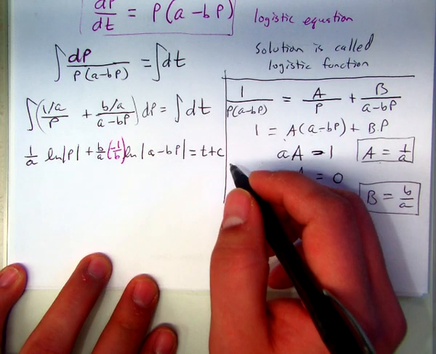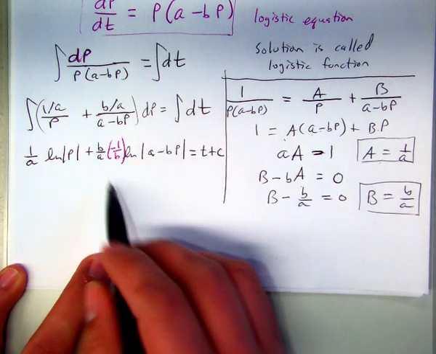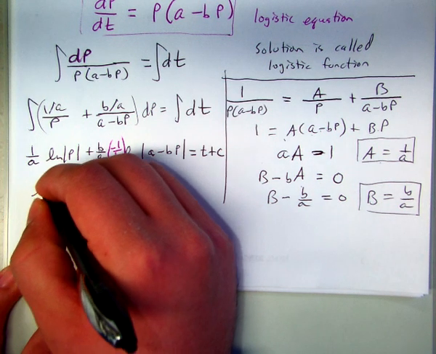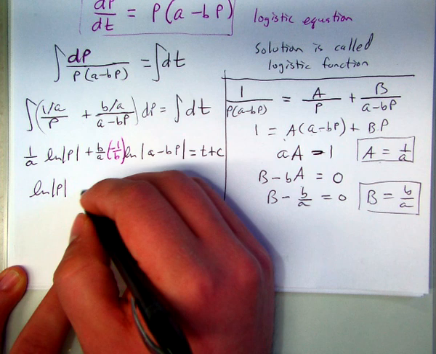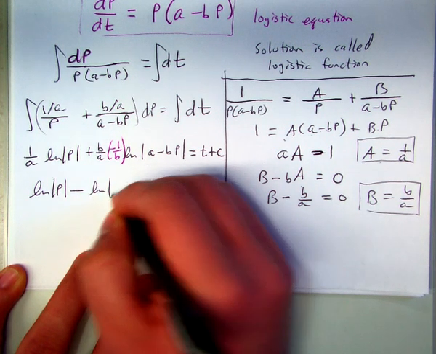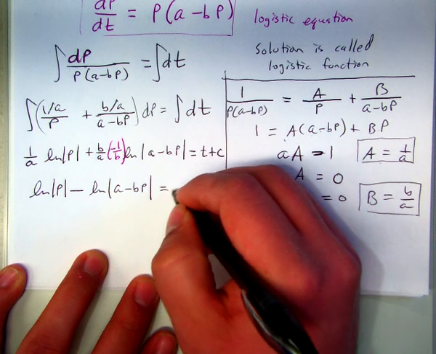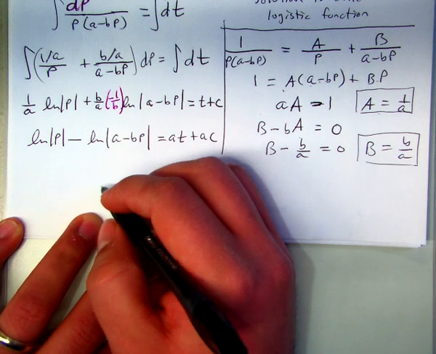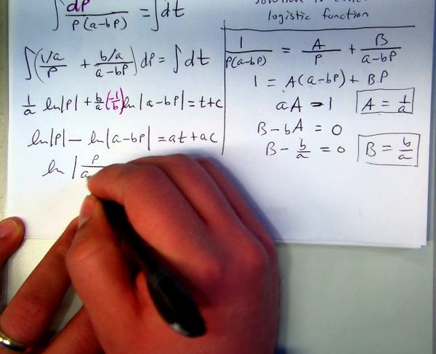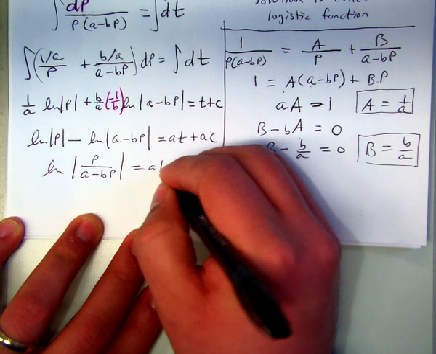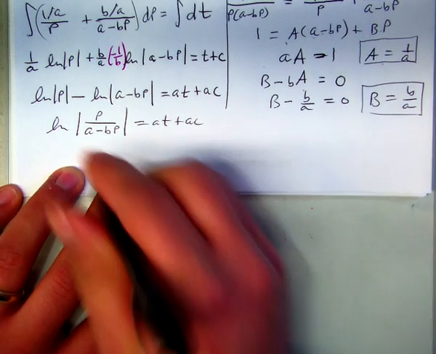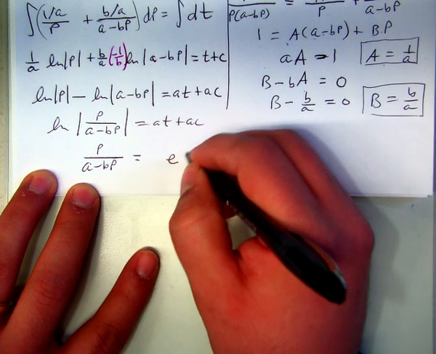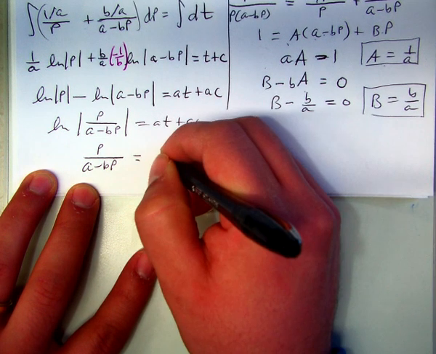Alright, so if we clean this up, well, this is not too bad. The b's will cancel out, we get minus 1 over a. So I'm going to multiply everything through by a. So now we have no fractions here. On the left we can combine the natural logs. So natural log of p over a minus bp will equal at plus ac. Exponentiate both sides, we get p over a minus bp equals e to the at times e to the ac, so I'll call that c1.